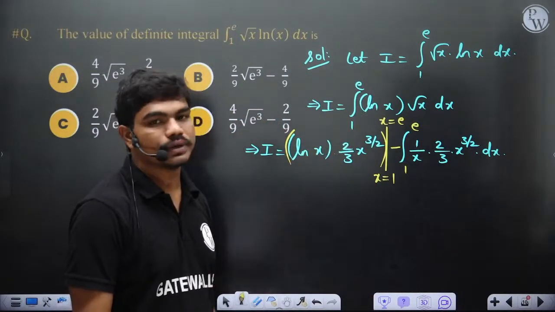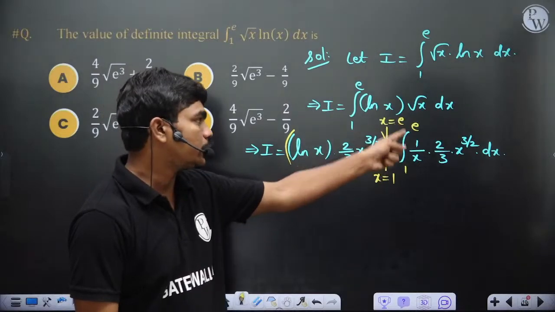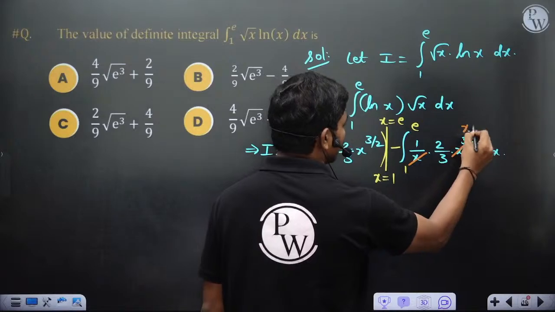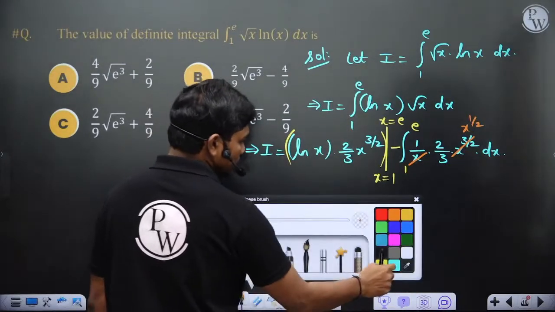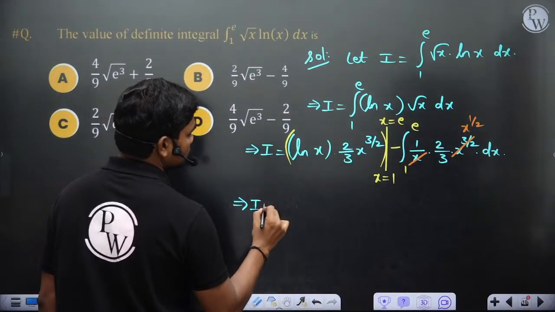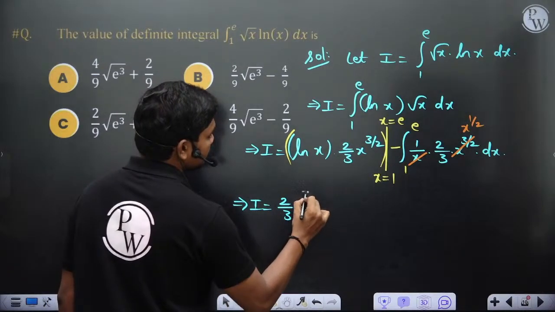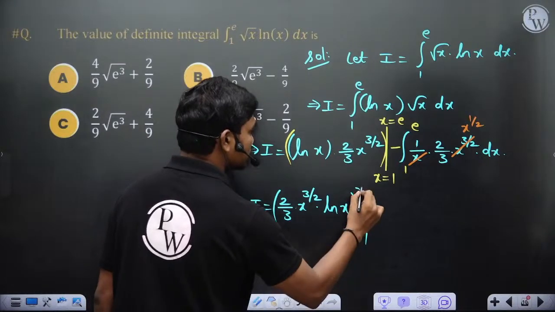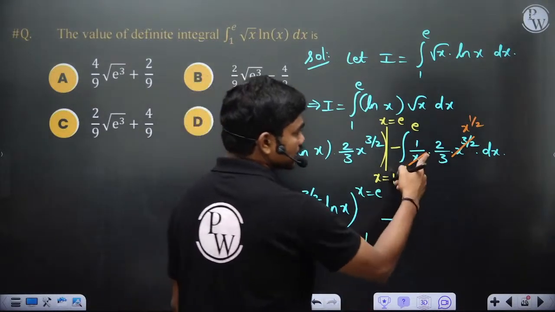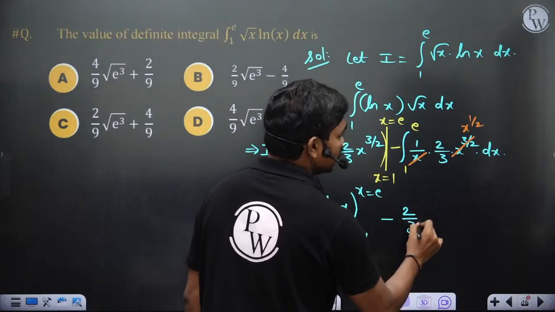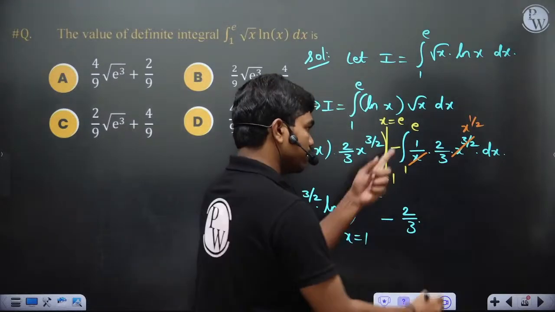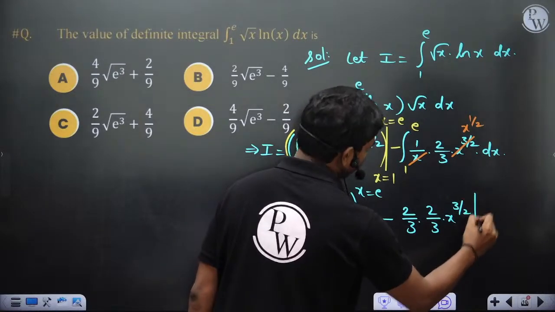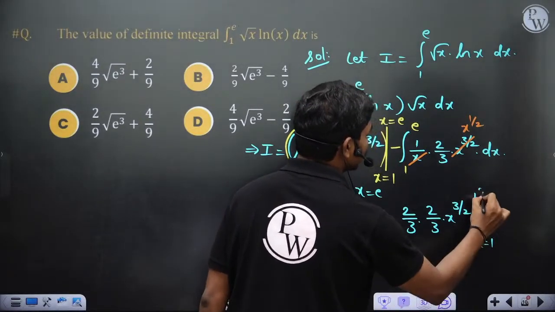So x equal to 1 to x equal to e are the limits which you can apply, minus integral 1 to e, 1 by x times 2/3 x power 3 by 2. So clearly this x could cancel with x power 1 by 2 times again, and this gives you I is equal to 2/3 x power 3 by 2 ln x within the limits x is equal to 1 to x is equal to e, minus, now what is the integration? If you take 2/3 common, then integration of x power 1 by 2 is again basically 2/3 x power 3 by 2. So 2/3 x power 3 by 2 within the limits x is equal to 1 to x is equal to e, of course.